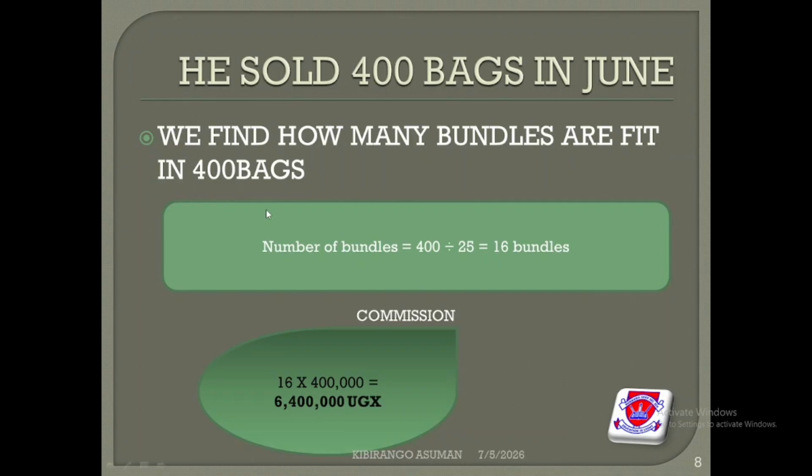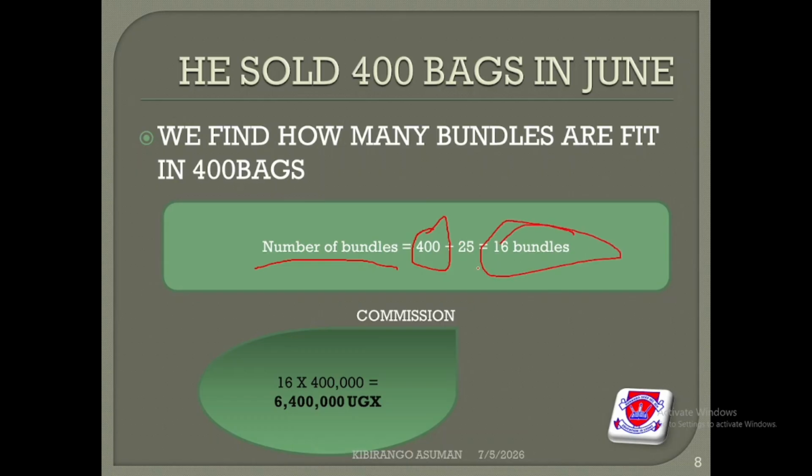So remember that each bundle he receives 400,000 shillings, but he sold 400 bags. So we need to find how many bundles he sold. The number of bundles equals 400 divided by 25. Remember that the total of bags was 400, and when we divide this 400 by 25, we get the number of bundles he sold, and the number of bundles is 16.